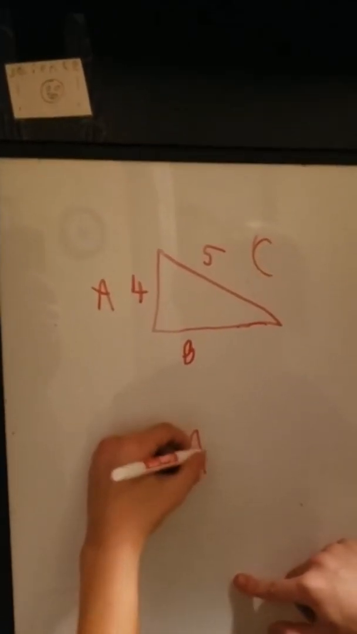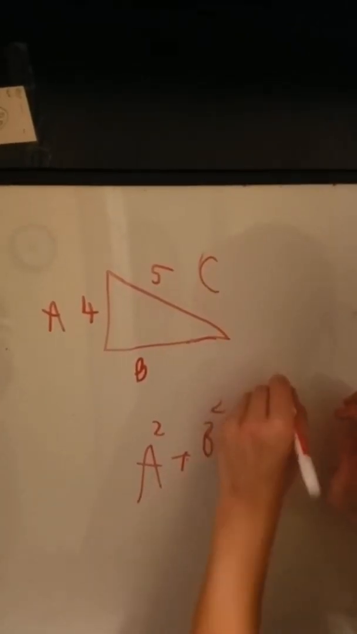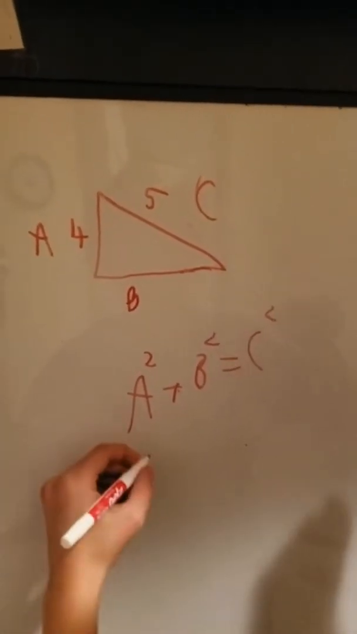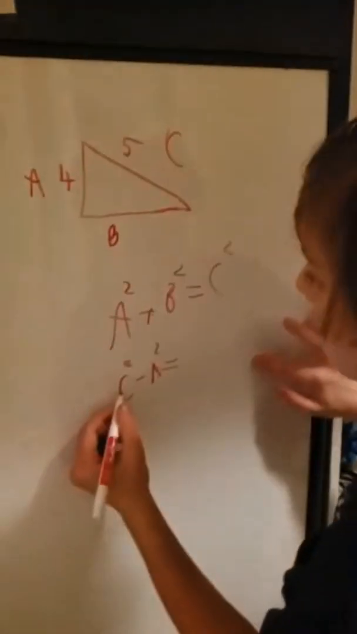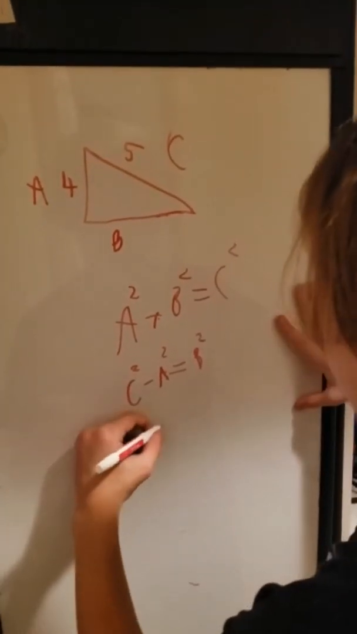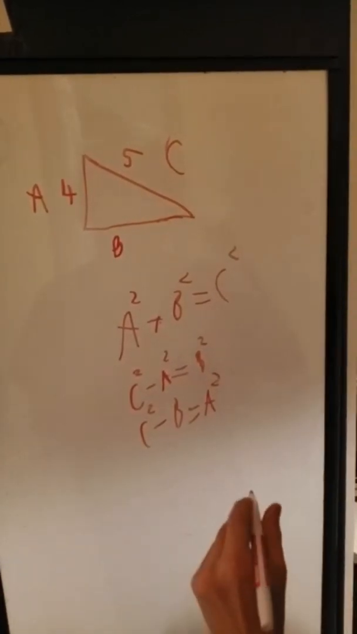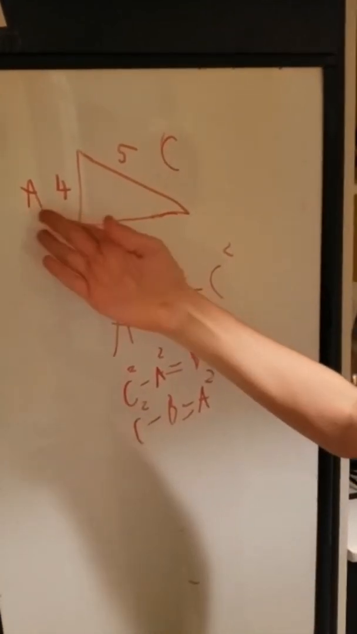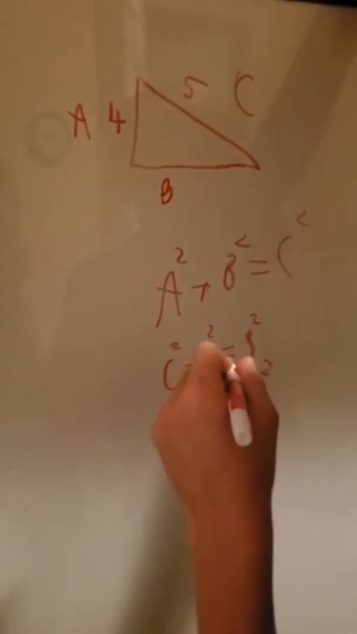Yeah, so it's usually a squared plus b squared equals c squared. But if we're trying to find b, then we would do c squared minus a squared equals b squared. And if you didn't know a, then it would be c squared minus b squared equals a squared. You're using the concept of algebra to figure out b. You have c squared, you subtract a squared from it, and you get b squared. So it would be that.